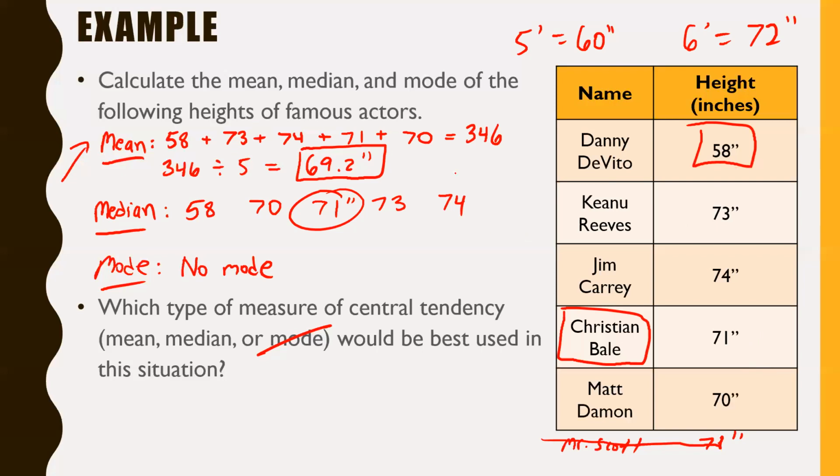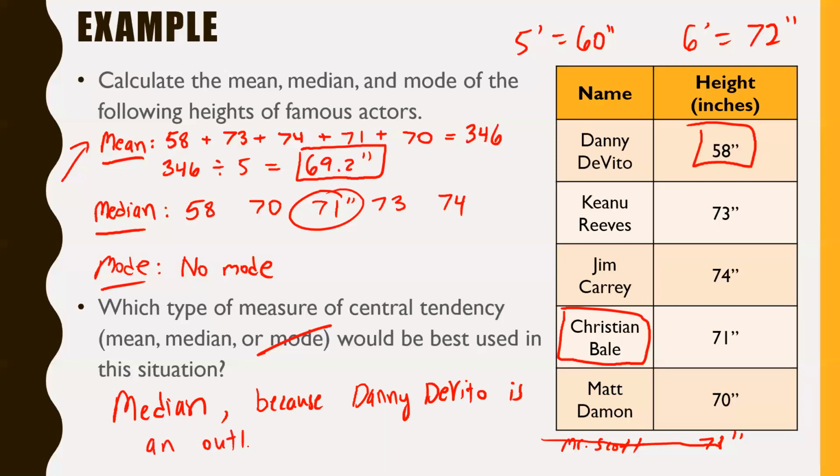When we found our mean compared to our median, though, I'm quite impressed. In this question, the mean and the median aren't too far apart, only about 2 inches apart, right? But I think, personally, the best one to use in this situation would be the median. And the reason for this is because Danny DeVito is an outlier. In other words, he's much shorter than the rest.